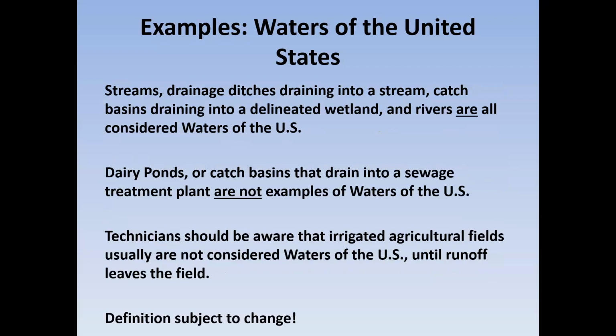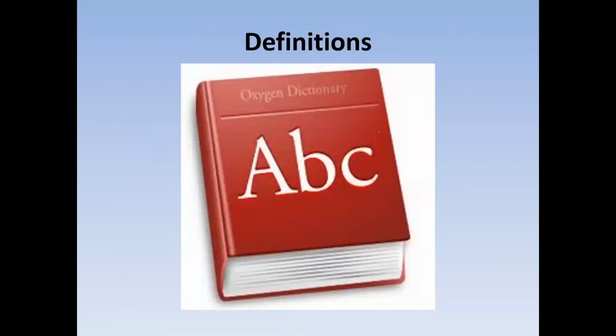So essentially, you're going to assume that all waters you're dealing with are waters of the U.S., except for a few caveats. Dairy ponds or catch basins that drain into a sewage treatment plant are not examples of waters of the U.S. You should also be aware that irrigated agricultural fields usually are not considered waters of the U.S. until that runoff leaves the field. So they are not waters of the U.S. within, say, a rice paddy, but when they take the dam out or the check out and all the water runs off, then that water is considered waters of the U.S. That definition is subject to change, so it's best you talk to your supervisor and your district for their policies. Okay, let's go into definitions.